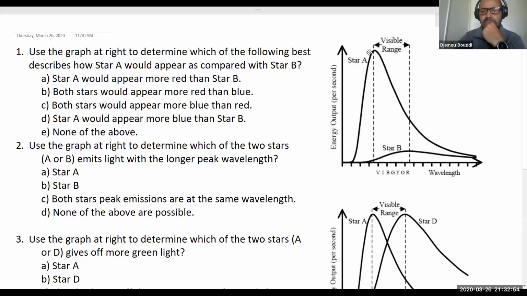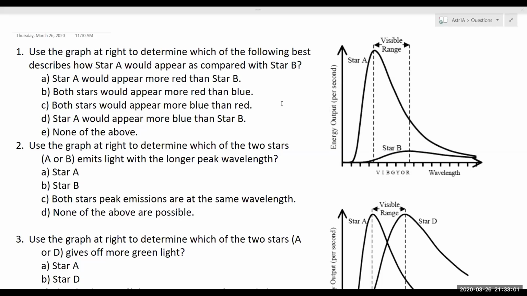Does everybody see the graph in here? I'm going to launch the poll right now. Use the graph to determine which of the following best describes how star A would appear as compared with star B. You guys have the polls now up? Yes? Okay. I want you guys to look at these two stars. There is a star A, this is its graph, and star B is its second graph. And in here, I have the different colors of the visible spectrum. We have violet, indigo, blue, green, yellow, orange, and red.